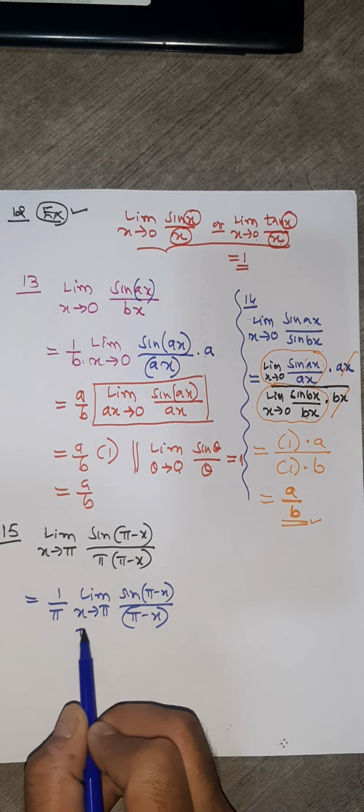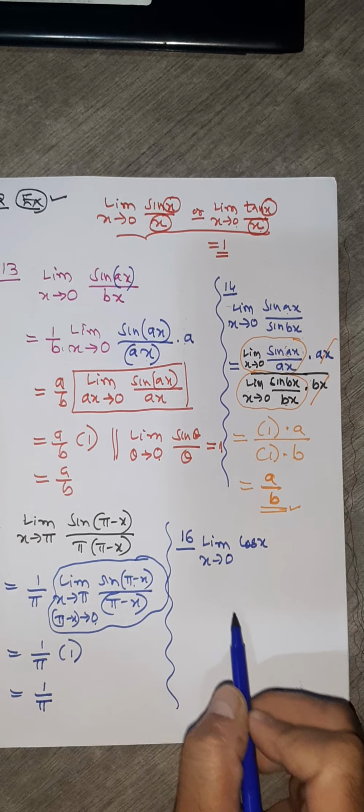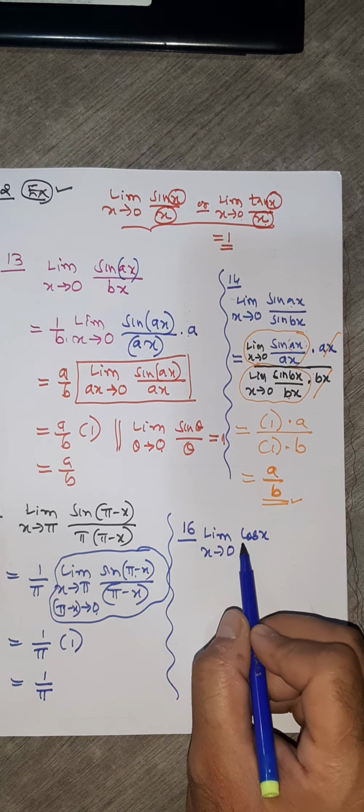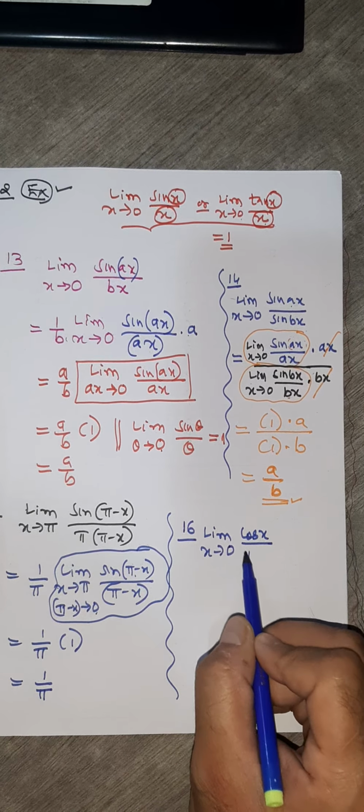Question number 16. You have limit x tends to 0, cos x upon pi minus x. Now you don't have a formula for the cosine function. Cos x upon x is not 1, remember. We don't have this formula. There is no formula for it. Limit x tends to 0, cos x upon x is not 1. Right? We don't have any such formula. There is no formula for the cosine function. Only we have for sine and tan.